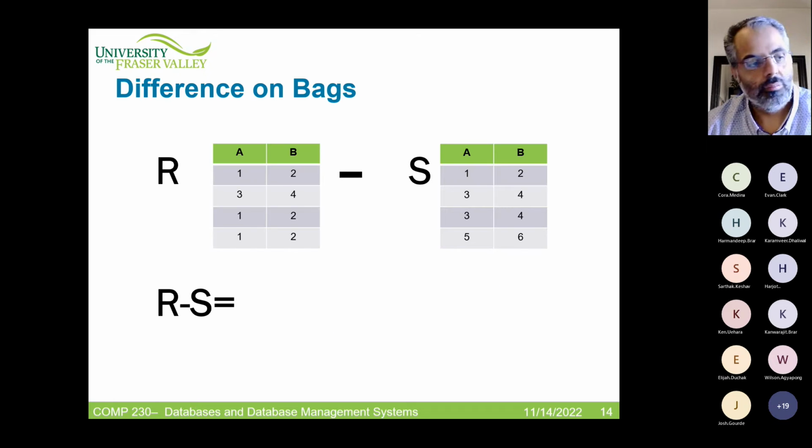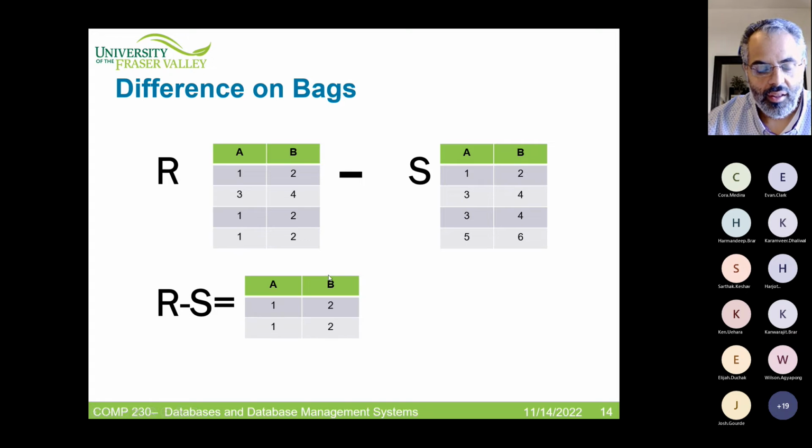The last operation was difference. When we say R minus S, as we already discussed last time, the difference between bags is similar to the difference in sets: what we have in the first and we don't have in the second.